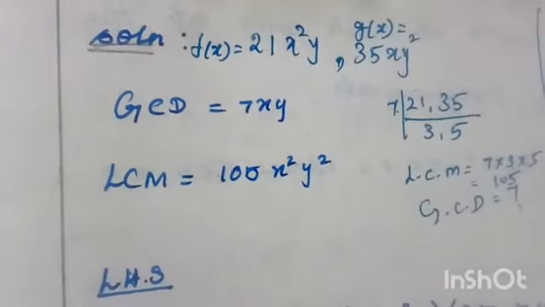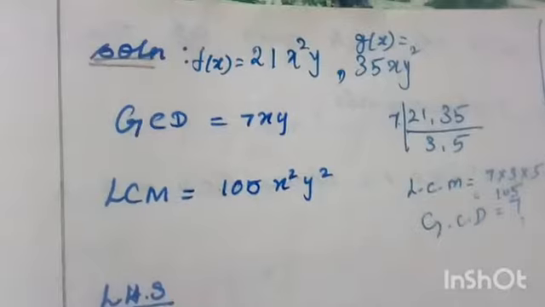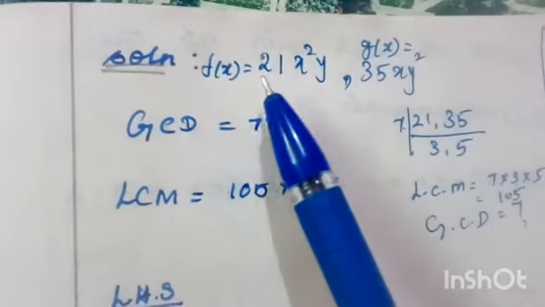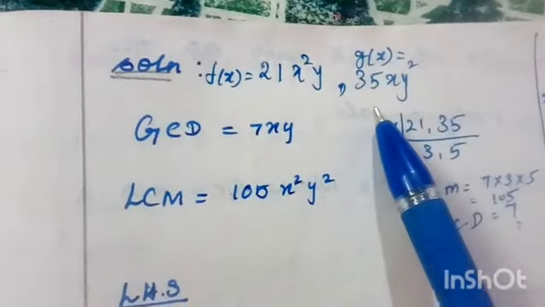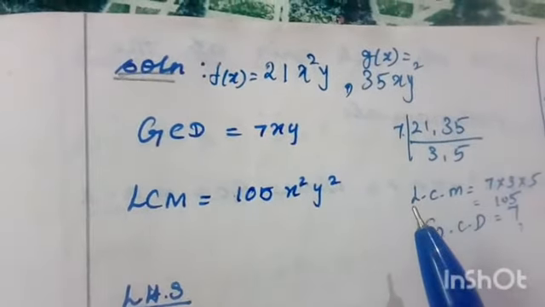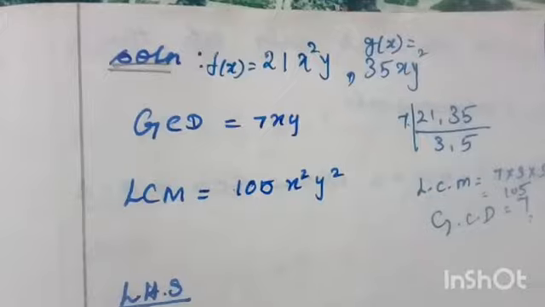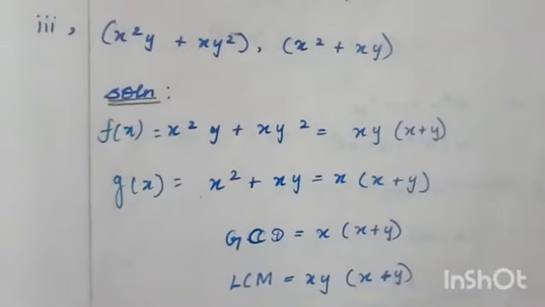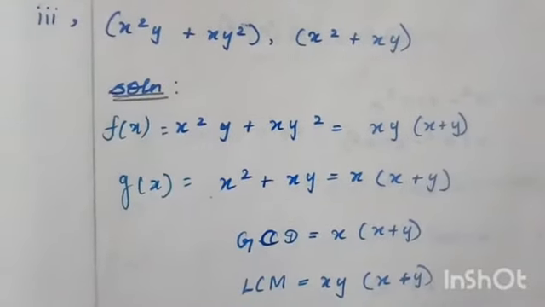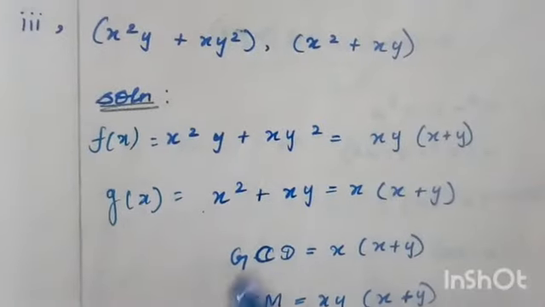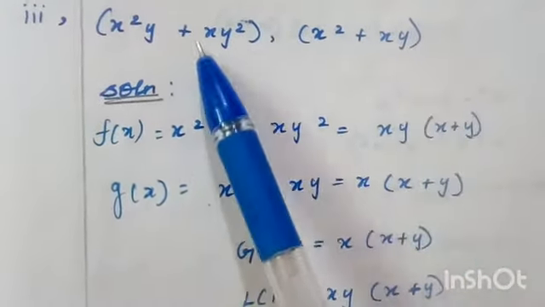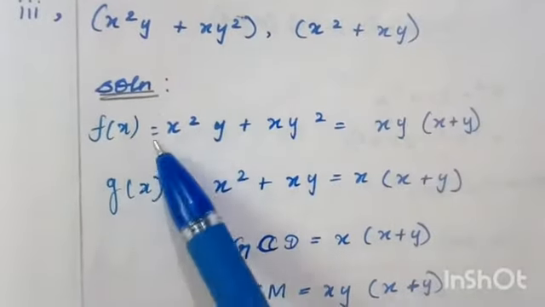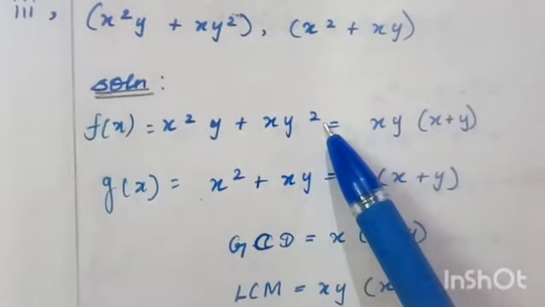Students, at the beginning of each problem you have to denote what f(x) is and what g(x) is. For this first problem, you have to write f(x) and g(x), then proceed to GCD, LCM, and then do the proof also. Second problem, try yourself. Now we will see the third problem: x square y plus xy square, and x square plus xy. Here f(x) is equal to x square y plus xy square.